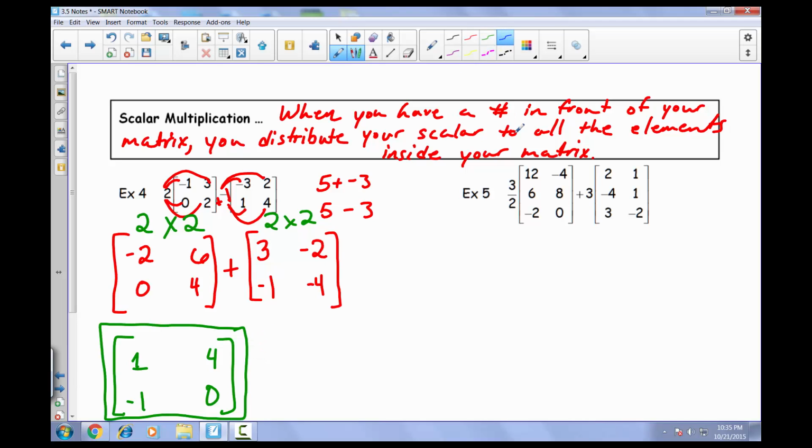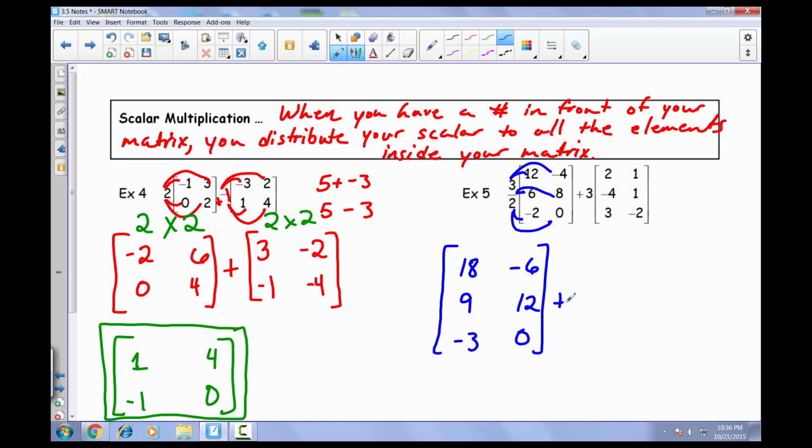For example 5, again, we're just distributing in this 3/2. So we would end up with 12 times 3 is 36, divided by 2 gives us 18. 3/2 times -4 gives us -12 over 2, which is -6. 3/2 times 6 gives us 18 over 2, which is 9. 3/2 times 8 gives us 24 over 2, which simplifies to 12. 3/2 times -2 gives us -3. And then 3/2 times 0 is just 0. Plus, distributing in this 3.